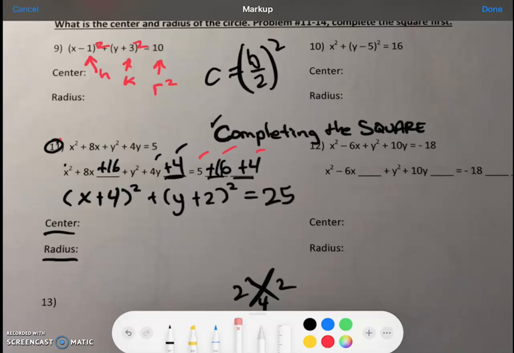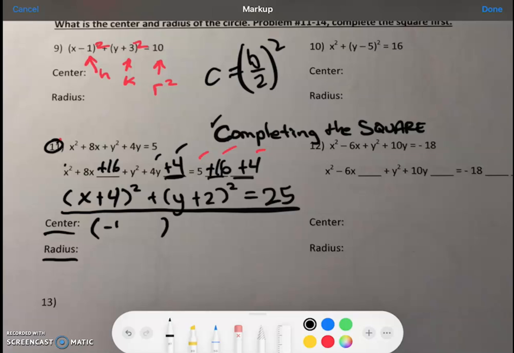Now you'll notice it looks like the equation of a circle here. And now we can figure out the center. The center is not positive 4, it's negative 4, comma, negative 2. The radius is not 25, it's the square root of 25, which is 5. So this is completing the square to help get you into parentheses squared plus parentheses squared, and then you'll know the center and the radius. So try number 12.